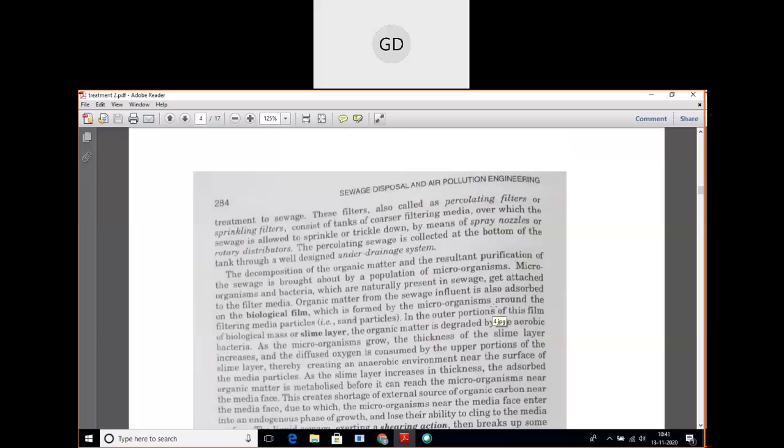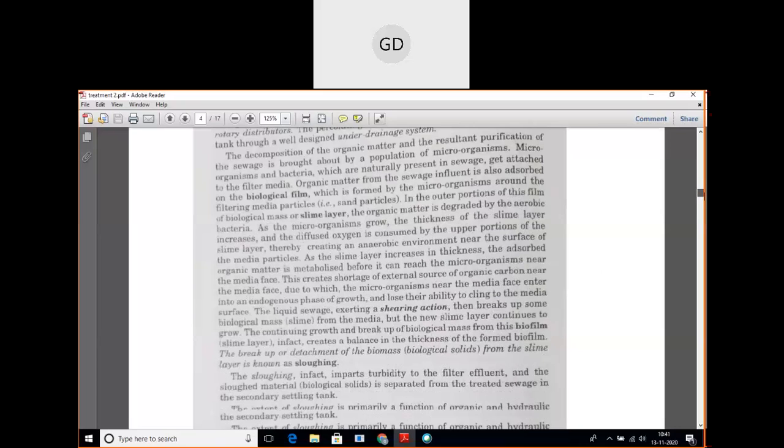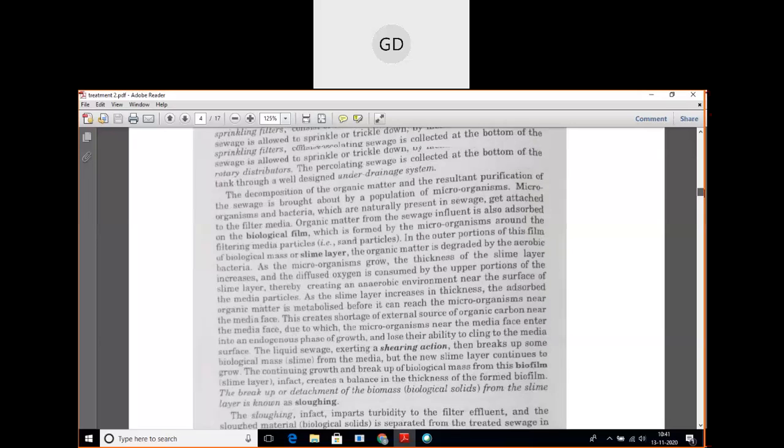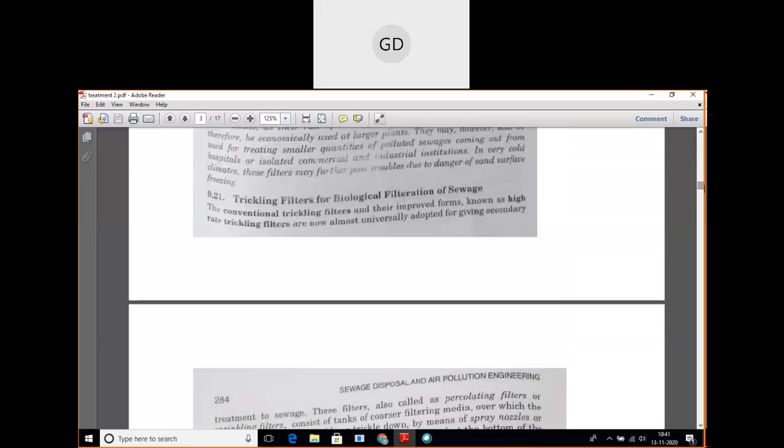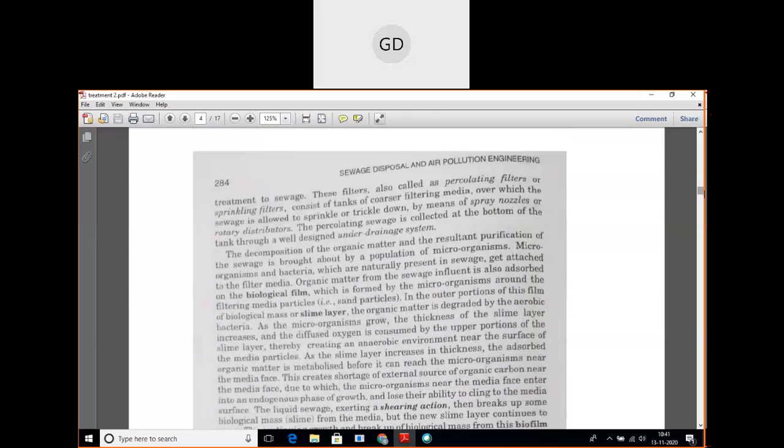Okay, so if I explain it like this, I think you will not have an idea of what a trickling filter is. I have told you that this trickling filter is an improvised form of high rate trickling filters, and nowadays it is being adopted for secondary treatment of sewage. Now you see one video of a trickling filter. I think you will get an idea of what it is.